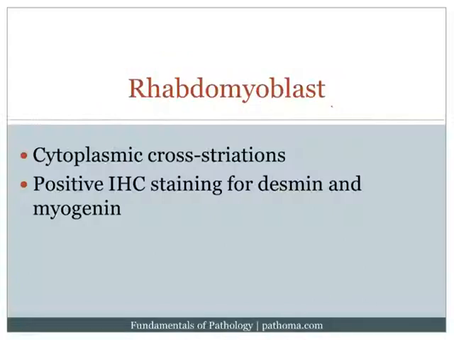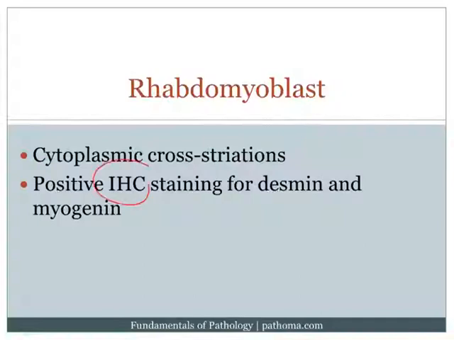Now, a couple of features of the rhabdomyoblast that we should be aware of. The first is that rhabdomyoblast will often show cytoplasmic cross-striation. So when you look at a rhabdomyoblast and you look at the cytoplasm, you'll often see these cross-striations running up and down the cytoplasm, similar to what you would see in skeletal muscle. And so if I were to tell you, for example, that there is a child and they have a tumor and the pathologist says that the tumor exhibits cytoplasmic cross-striations, you're going to think about a rhabdomyoblast and in turn a rhabdomyosarcoma.